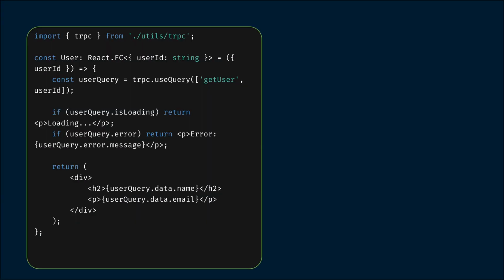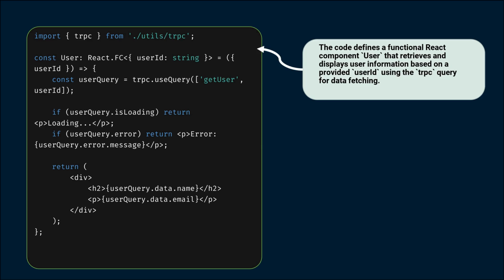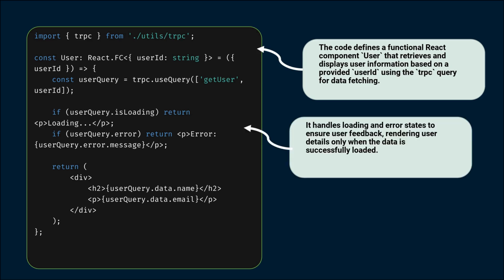Now let's see how we can implement the user retrieval functionality using the Trpc client in a React component. In this code, we define a functional component called user, which takes a userid as a prop. Within this component, we utilize the Trpc useQuery hook to execute the getUser query, passing in the userid as an argument.